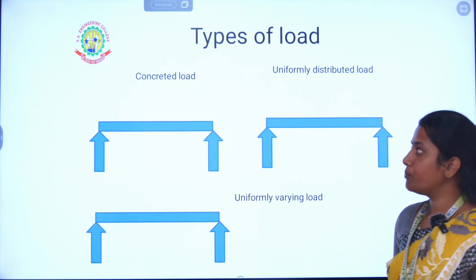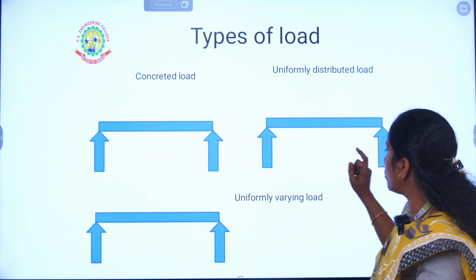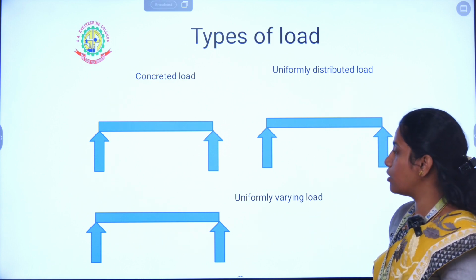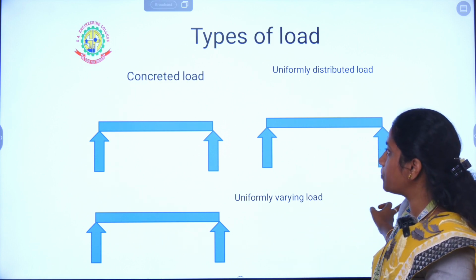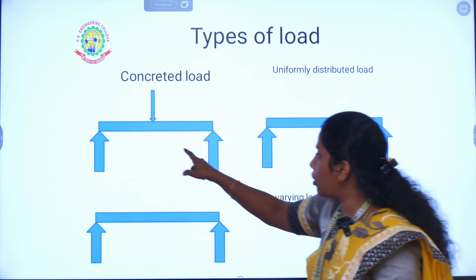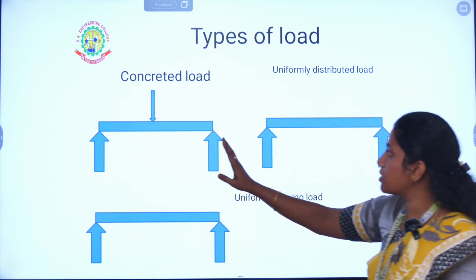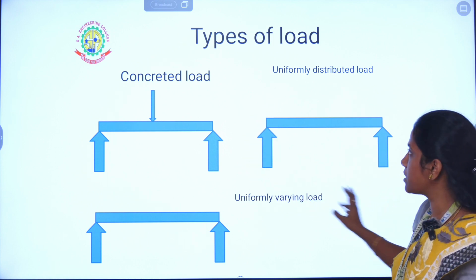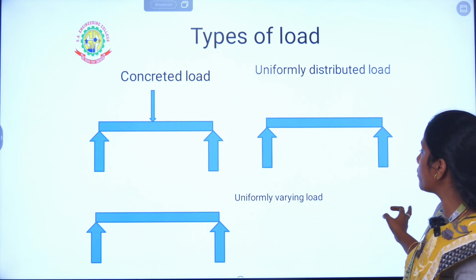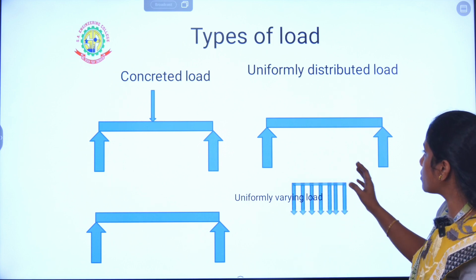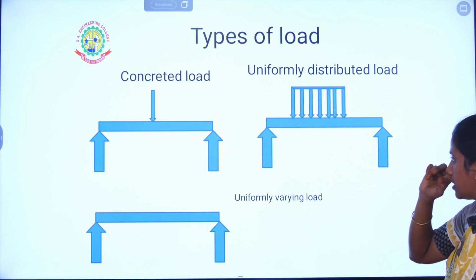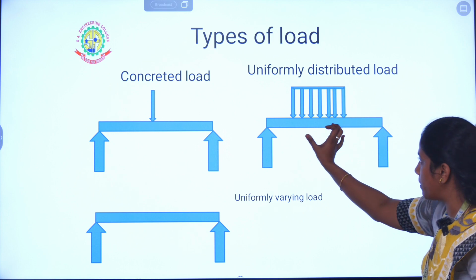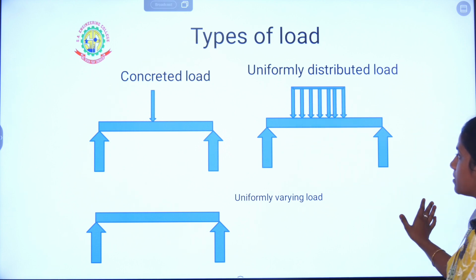These are the types of load. We have concentrated load, uniformly distributed load and uniformly varying load. A concentrated load is placed at a particular portion; it doesn't travel from one place to another, it sticks to one point. When it comes to uniformly distributed load, the load is uniformly distributed over the entire span, or else over part of a span, but it is uniformly distributed.